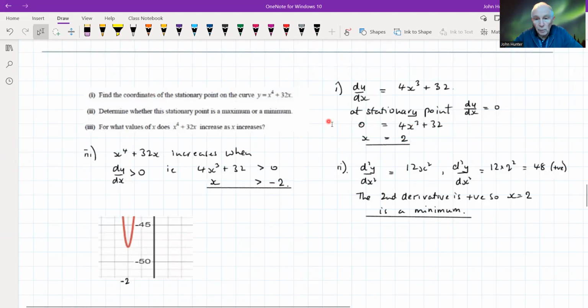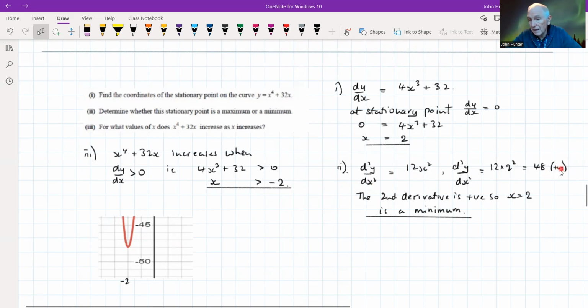It does actually say the coordinates, so what I haven't done there is actually calculate y, so we would plug x equals 2 into there and get 16 plus 64, 80. Okay, so that is that. Then it says determine whether this stationary point is a maximum or minimum. Now, typically we would find the second derivative. In this case, that means doing the derivative of this function, 12x squared, the 32 disappears. And then we're interested in the point where x equals 2, so we would evaluate that second derivative at x equals 2. So that's 12 times 2 squared equals 48.